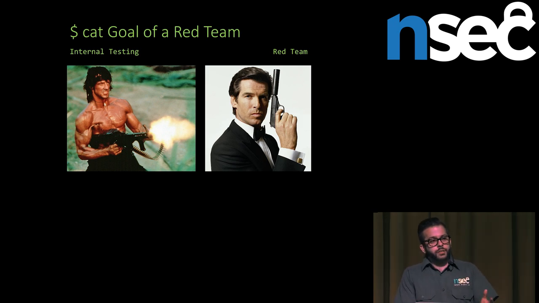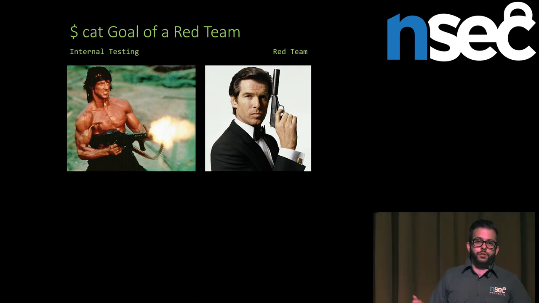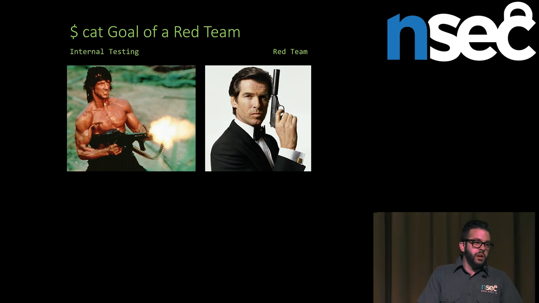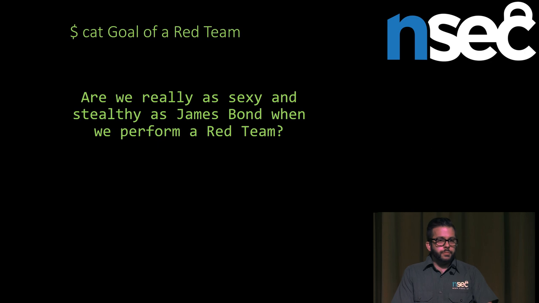If you make the analogy between internal testing and red team, internal testing is like Rambo, you're shooting everywhere and you're just trying to get shells everywhere. And it's usually a little bit easier to get domain admin that way, but it's extremely noisy and it's not something that you can do when you perform red team. Red team is more like James Bond, you're more stealthy, a little bit more sexy over the network. Usually your payload is going to be a bit more sophisticated than just using your muscle to shoot everywhere.